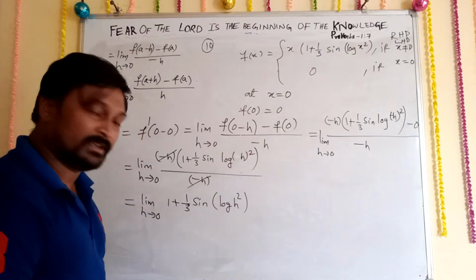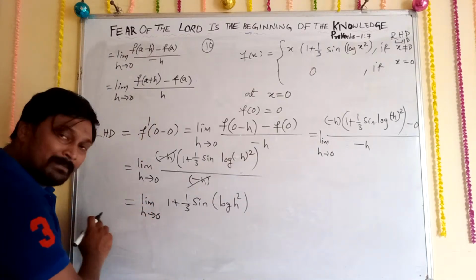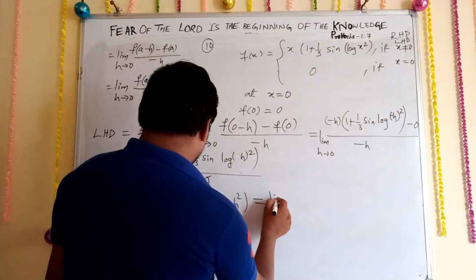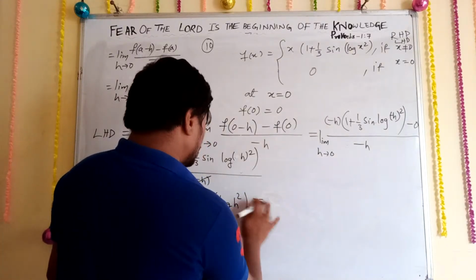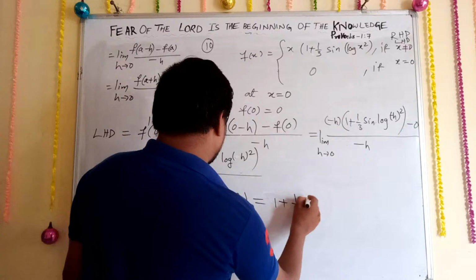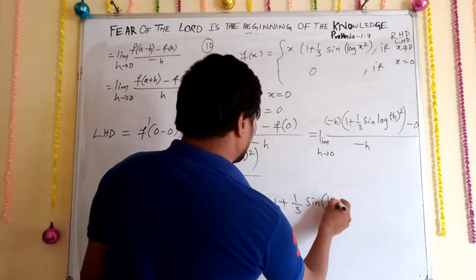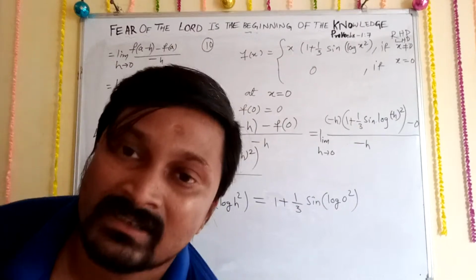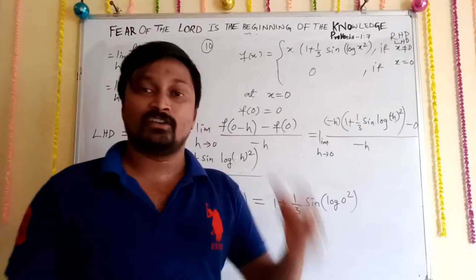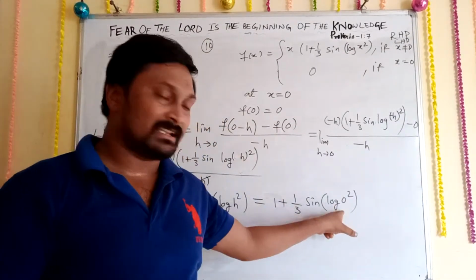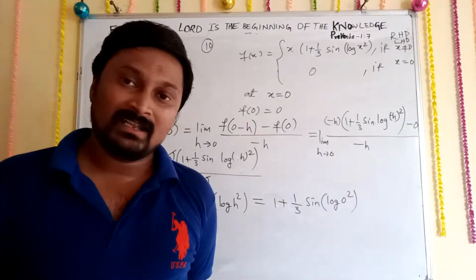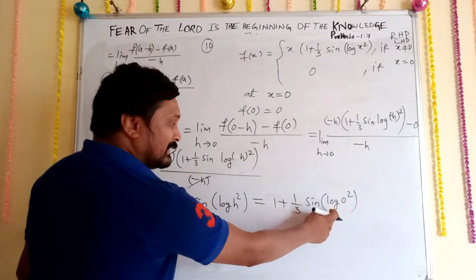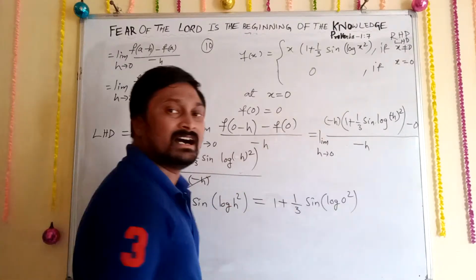Now we are writing here limit h tends to 0, 1 plus 1 upon 3 sine log h square. So now observe carefully. Remove this limit and substitute h equal to 0. What are you going to get? 1 plus 1 upon 3 sine log 0 square. Log 0 square is nothing but log 0, and log 0 is undefined. So this whole thing is going to be undefined.